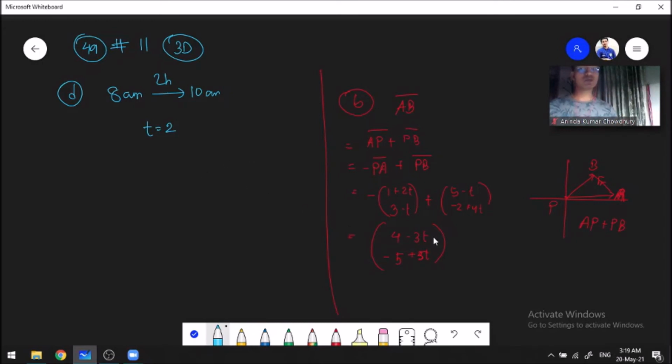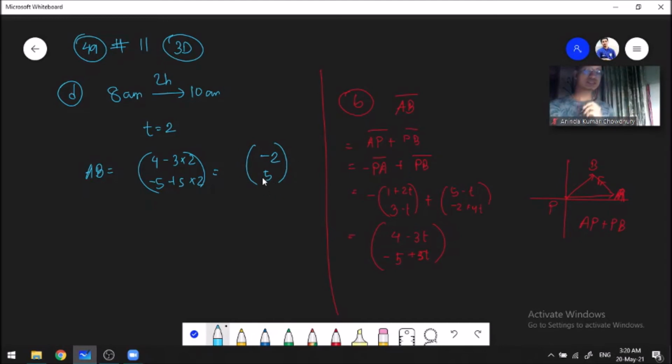So if we input the value of 2 in this expression, then we can get the displacement vector between A and B. So AB displacement vector is given by 4 minus 3 into 2 and minus 5 plus 5 into 2. This is the displacement. So minus 2 and 5. Basically, this is the displacement between the two ships at 10 a.m.